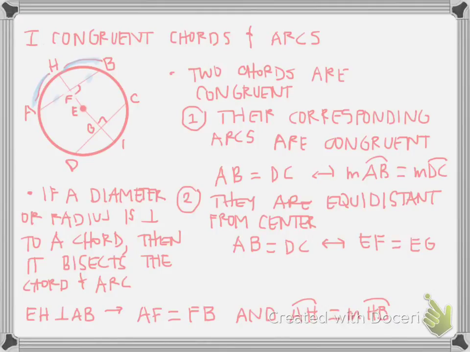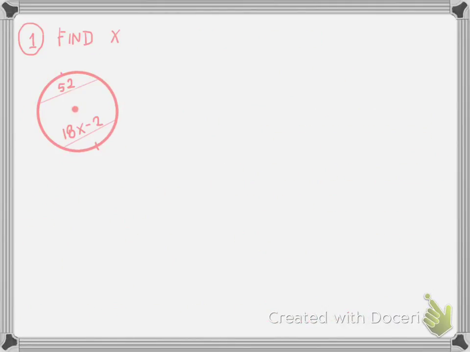Alright, let's do some problems. Here I want to find the value of x. I know that these two chords are going to be congruent, so the arcs here are going to be congruent, so the chords are also going to be congruent. So 18x minus 2 is going to be equal to 52. Add 2, so it's going to be 54. So x here is going to be equal to 3.